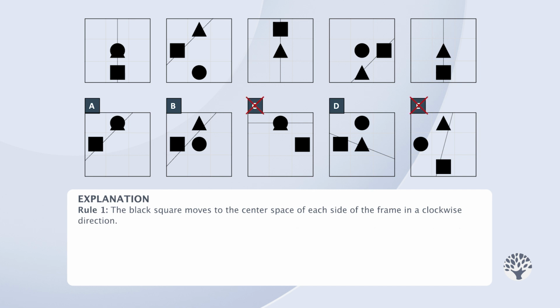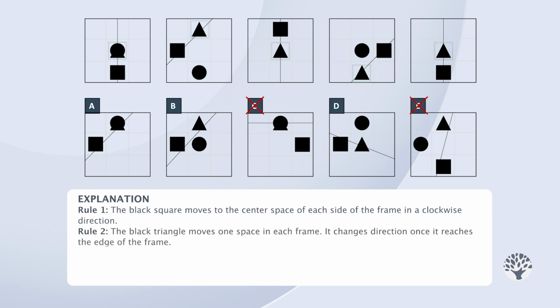Let's move on to the black triangle. It also seems to follow a clear pattern. We notice that it moves one space vertically with each frame, and it changes direction once it reaches the edge of the frame. That's our second rule. And that rules out D.